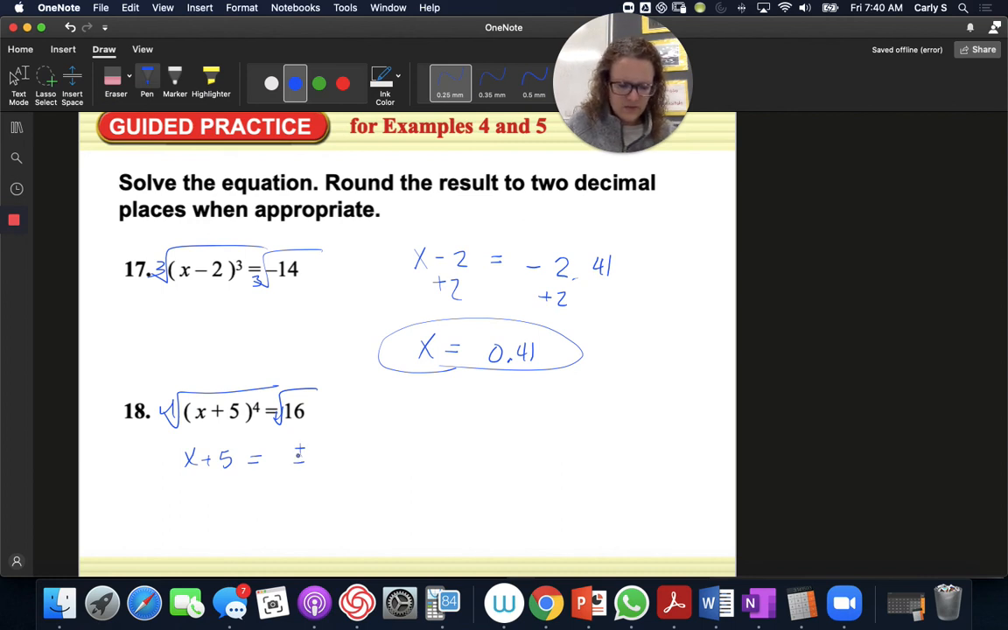16 raised to the 1/4 power. Sorry, calculator issues. What am I doing? There we go. 16 raised to the 1/4 power is 2. I knew that. Subtract 5 from both sides. I have x equals -5 plus or minus 2. -5 plus 2 is -3. -5 minus 2 is -7.